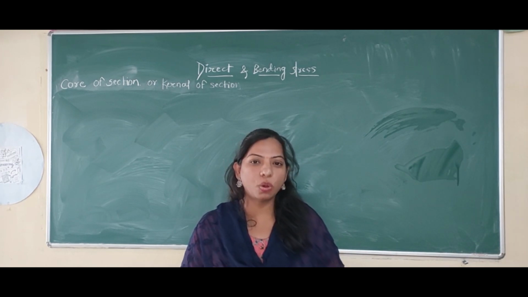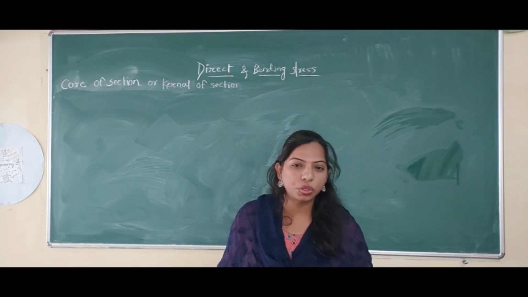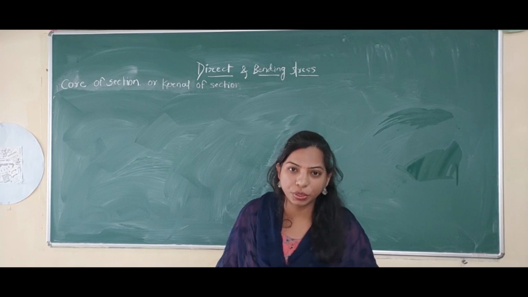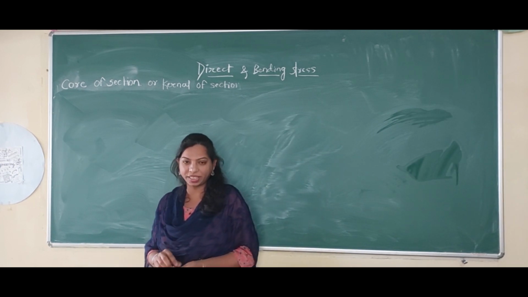Our next concept is core of section. Core of section is a centrally located portion where there is no tension at all. There is only compression zone. Let us derive the limit of eccentricity for a solid circular section.